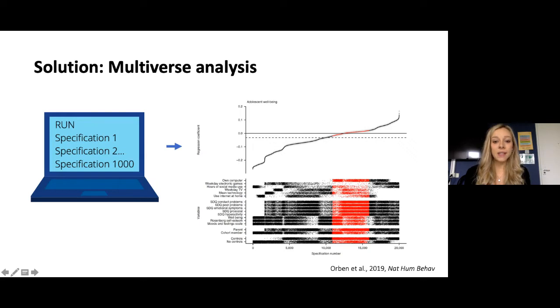And then up here we can see the effect sizes associated with the different specifications. So you can see that the effect sizes really range quite considerably from a moderate negative association to a small positive association, with the average effects shown here.